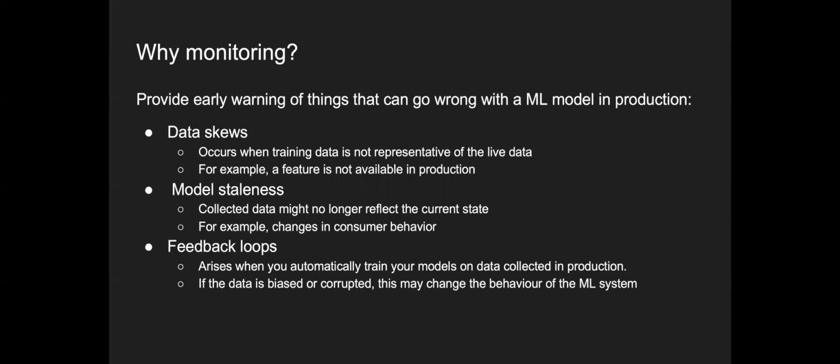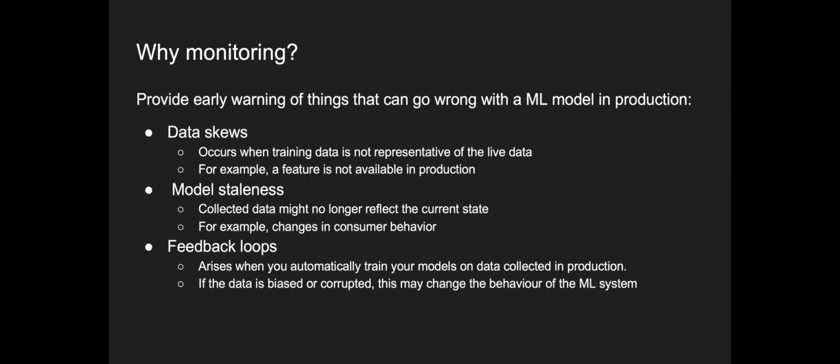You have data skew, which occurs when training data is not representative of the live data. For example, a feature is not available in the production environment. Then you have model staleness, where the collected data might no longer reflect the current state, for example, a change in customer behavior.